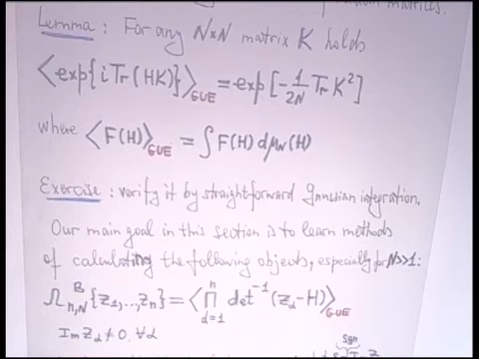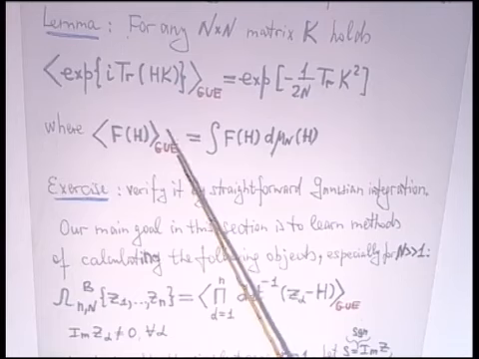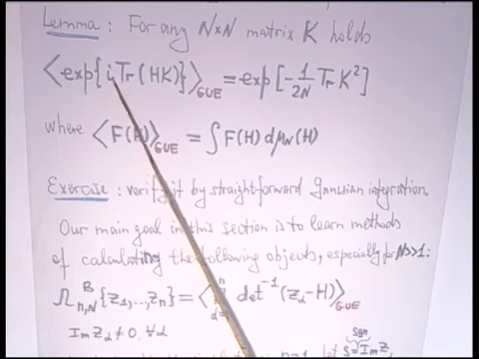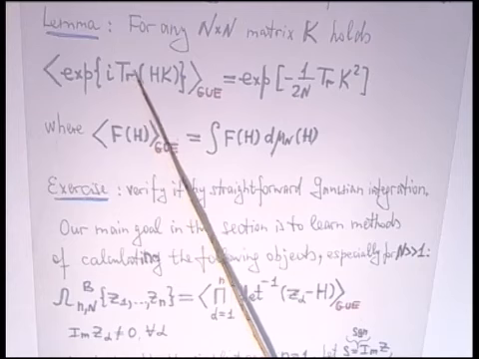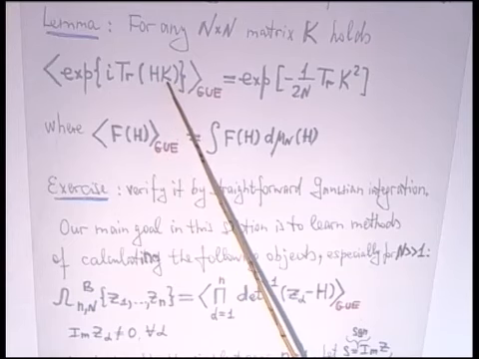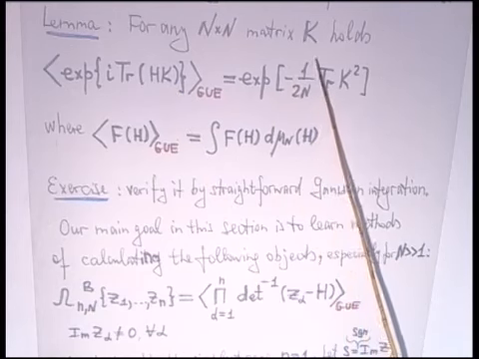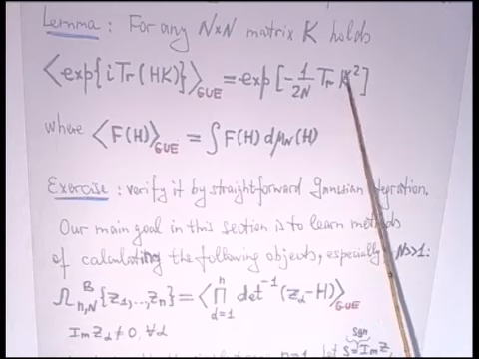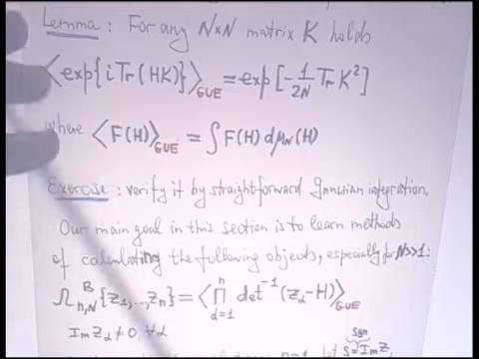And this ends up in the following useful identity: the expectation value of exponent i, the i is just here for future use and convenience. Of course, i here is not that important. i times trace of h times any matrix k, whatever this matrix k is, is equal to exponential of minus 1 divided by 2 times the dimension of space, times trace of k squared. So I leave for you to verify this.